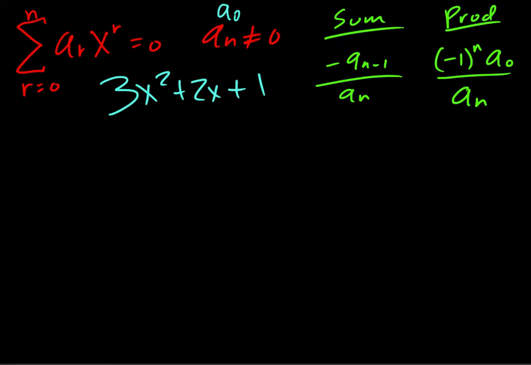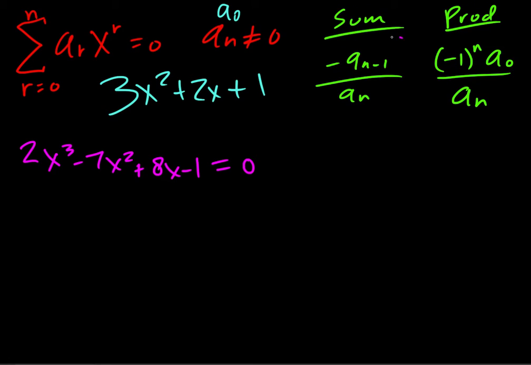I think I'm just going to show you in the context of an example how we use this. So if we're given 2x cubed minus 7x squared plus 8x minus 1 equals 0, once again a sub n is going to be 2 and a sub 0 is going to be negative 1.